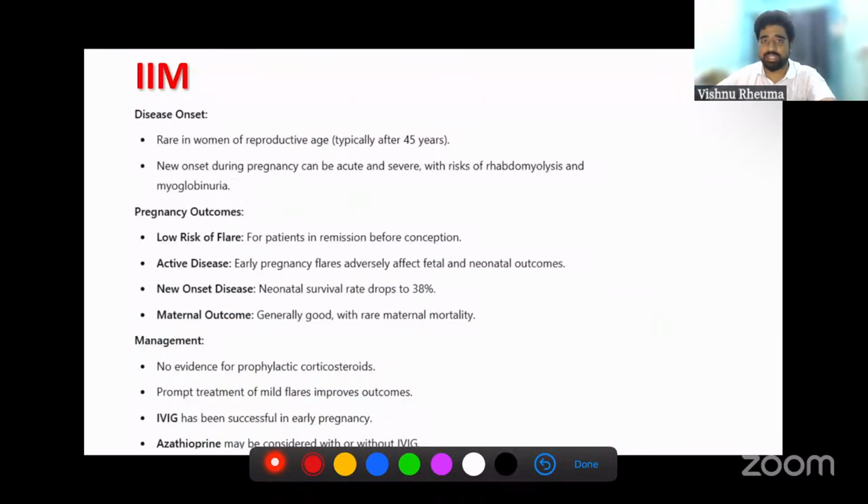Then coming to myositis. Again, myositis usually has a bimodal age distribution, right? It's either in your younger age group, something like your early 20s, or even juvenile, or something like the 50s. So it's not very common to see. But one thing is, if myositis happens in pregnancy, then you have to be careful, because there is a very high chance that it can progress rapidly, and it can cause rhabdomyolysis, myoglobinuria also. Otherwise, it's usually quiescent. It's usually not very severe in pregnancy.